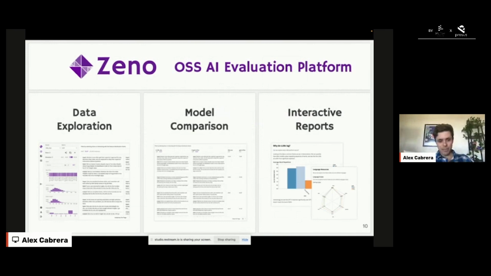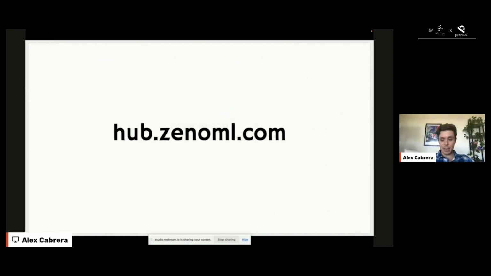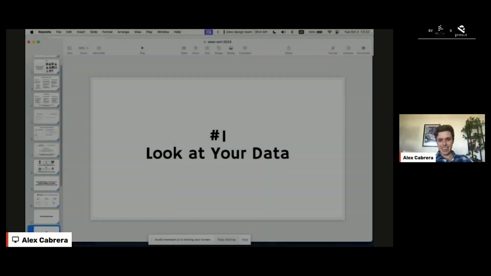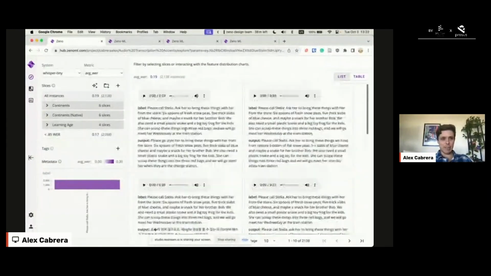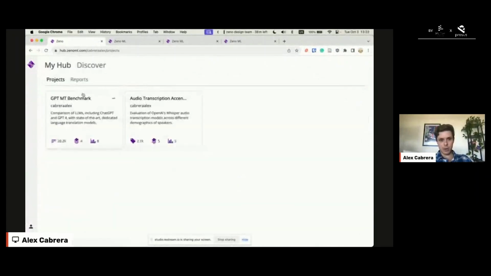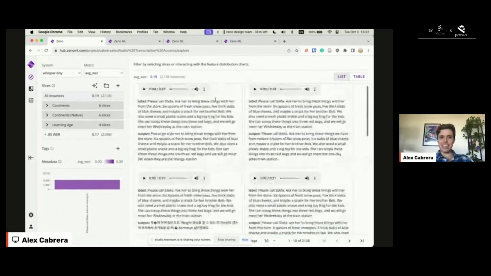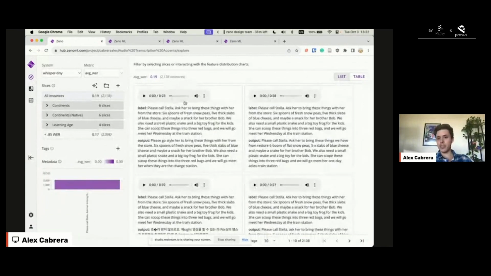Hopefully this demo works. If you want to follow along, the two demos I'll be showing are live on our hub, so you can click around if you want to. The first principle we have that we think is super important is actually looking at your data. If you go to the hub home, I'm looking at the audio transcription example. This is essentially the example I was just talking about. And this is what a typical Zeno project looks like.